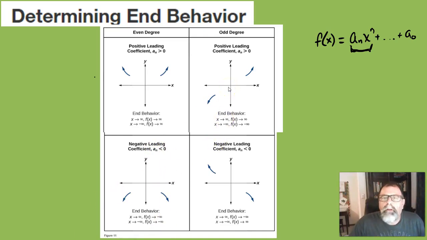And then if the degree is odd, remember I think of x cubed, the right end goes up and the left end goes down, provided the leading coefficient's positive. If the degree is odd and you have a negative leading coefficient, then it flips around. The left end goes up, right end goes down.